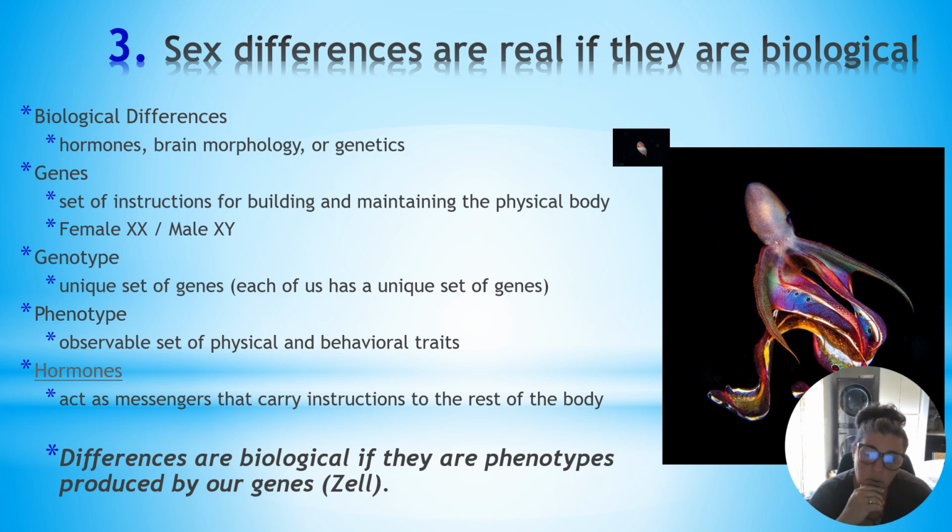And that's also another way in which you can end up being intersexed. One of the most common ways to be an intersexed person is that essentially your body doesn't recognize the hormones that are telling it to go from female bodied to male bodied in utero. And so you stay female bodied, and that's a type of intersex person. But we know, or Zell would say, that the differences are biologically real if they are phenotypes that are produced by our genes.